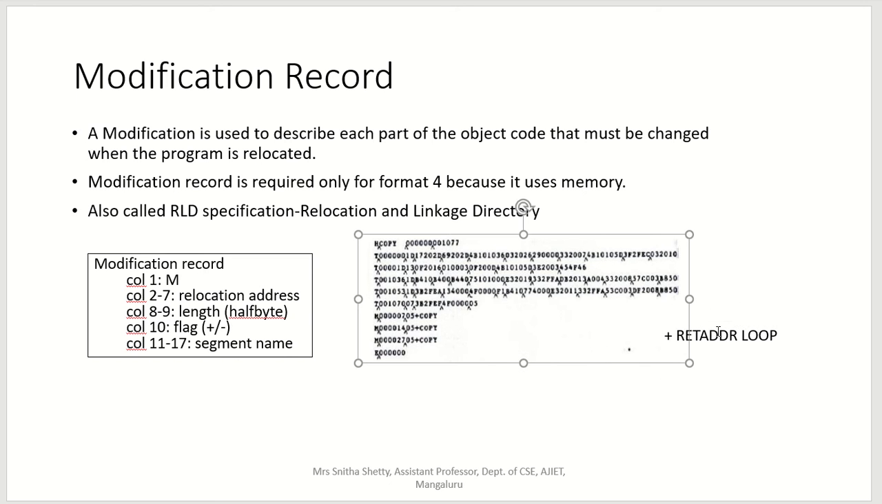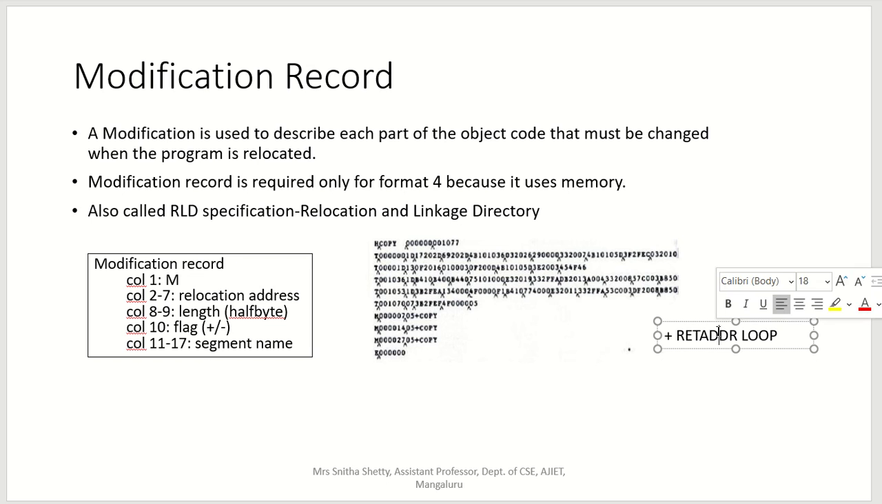So when the instruction is format 4, as I told, the relocation is identified by the modification record. Now you can see your object program here. The object program begins with the H symbol, the name of the program is COPY, then some starting address, and this is the length of the program. Next you can see the T text record, this is the starting address of that record, followed by 1D, which is the length of all the object code.